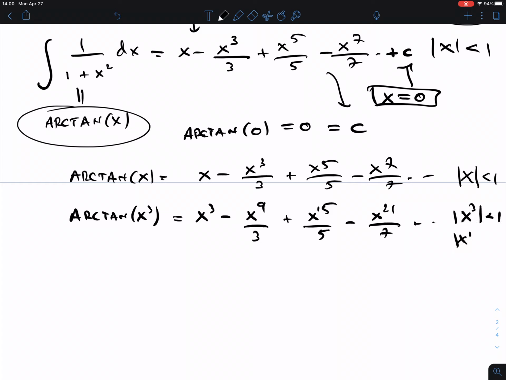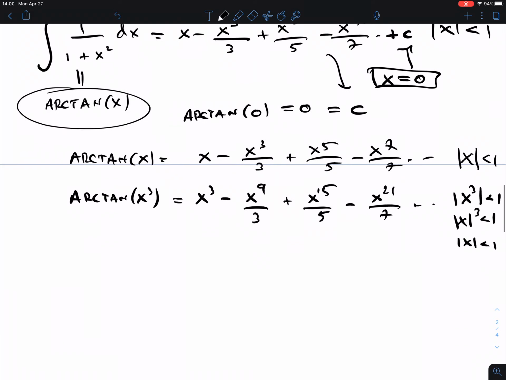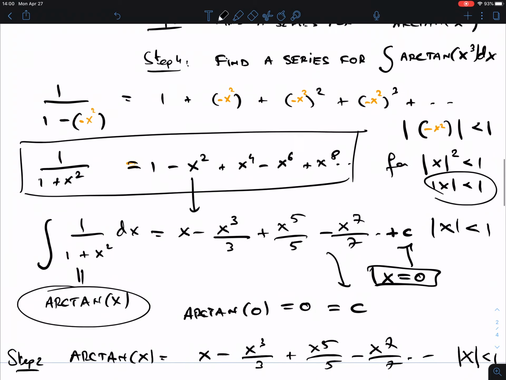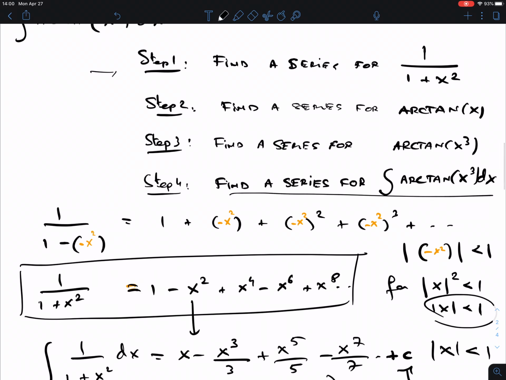But again, if I solve this inequality, it doesn't change. It could, right? Because if I put, instead of x cubed, say, 3x cubed, then it would change. Okay. So this is step 3 now. So this was step 2. Hope you're following. And then finally, find a series for this guy.